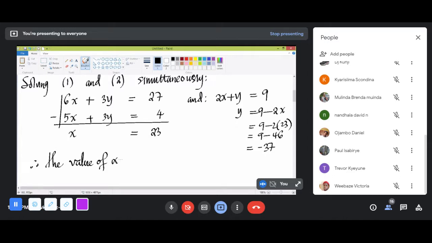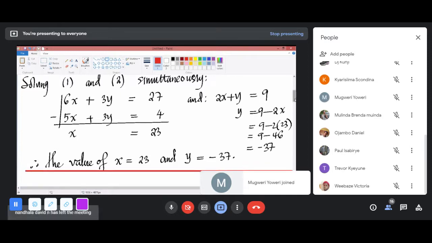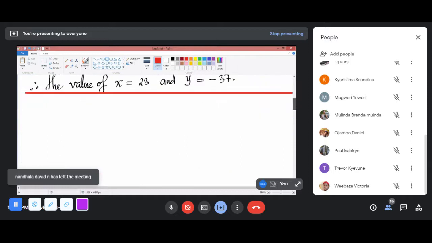So therefore, in this kind of question, the value of x is equal to 23, and y is equal to negative 37. You've solved for x and y, just like in the other questions where you were solving for an unknown.